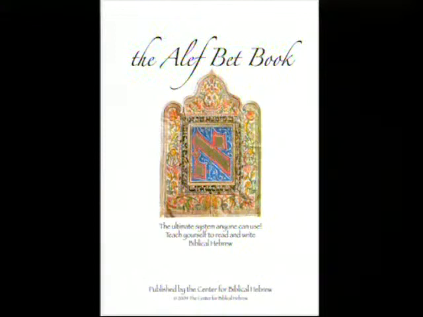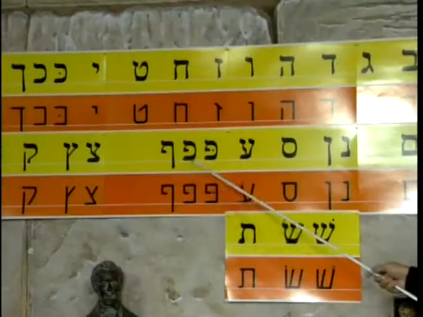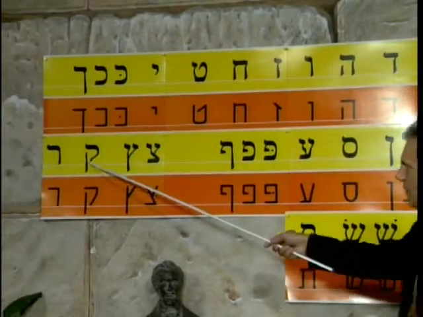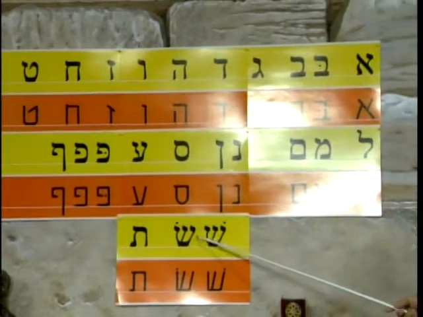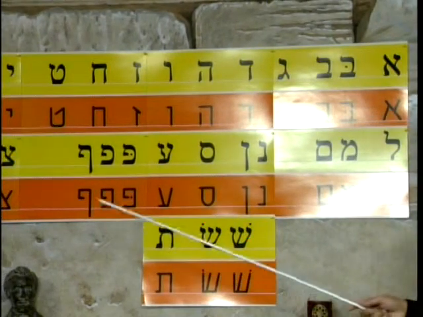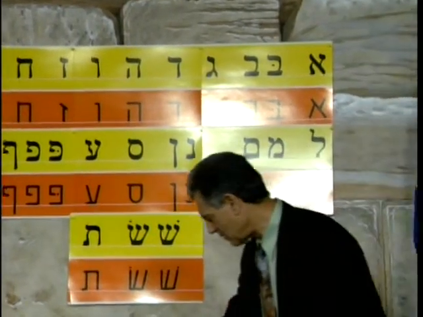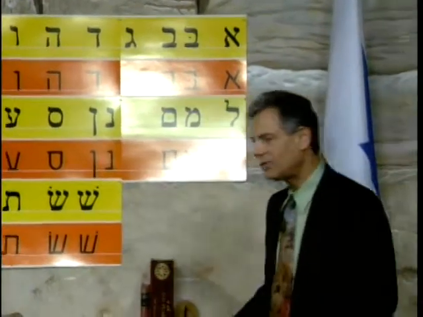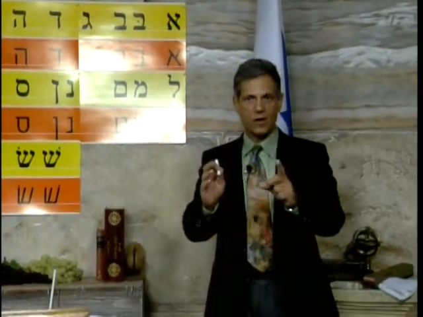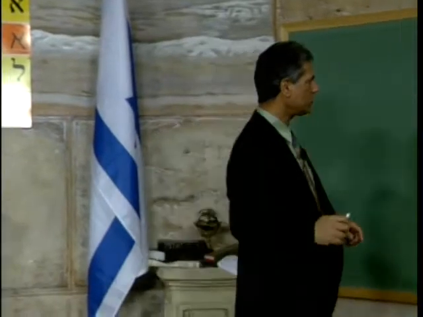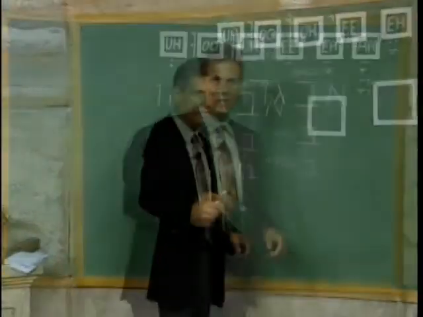Aleph, Bet, Gimel, Dalet, Hey, Vav, Zayin, Chet, Tet, Yud, Kaf, Lamed, Mem, Nun, Samech, Ayin, Pei, Tzadik, Kuf, Resh, Shin, Tav. And that's the song of the Hebrew letters. We went over all 22 letters. And right now, we're learning a new letter, which is the letter Zayin.